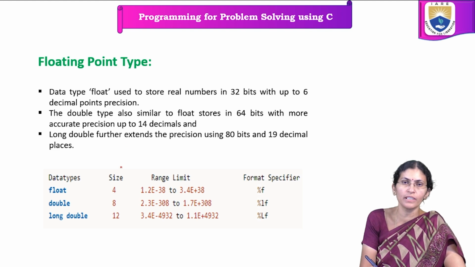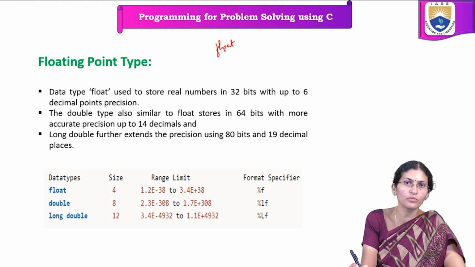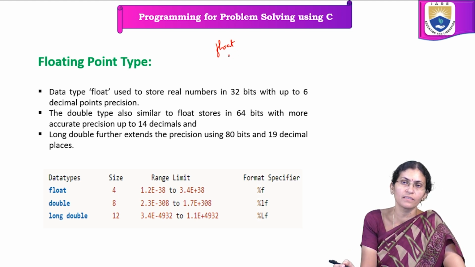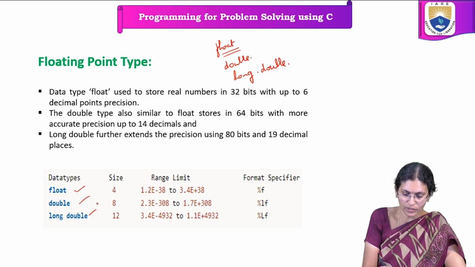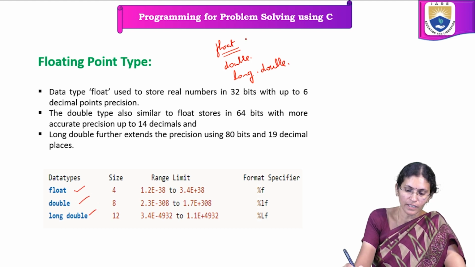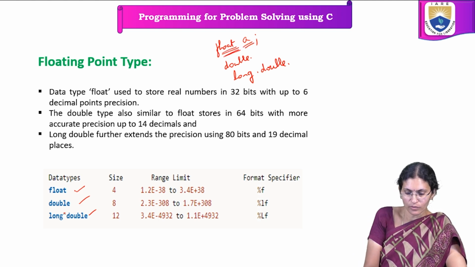In floating point type, we use the keyword float in order to store floating point data. To declare a variable as float data type, the keyword is float, and then double, then long double. So these are the keywords which we use. Float and then the variable name. Suppose we write A, then this variable belongs to float data type. So this is the table.